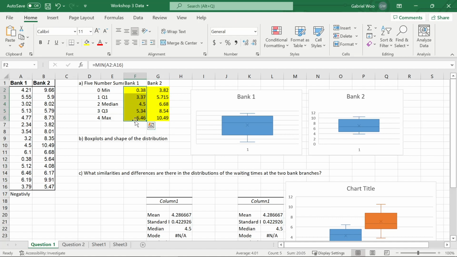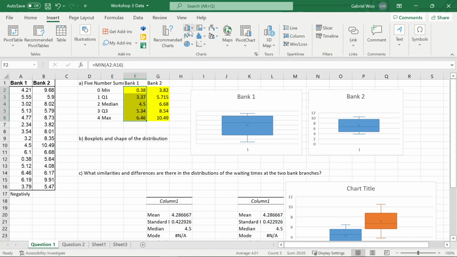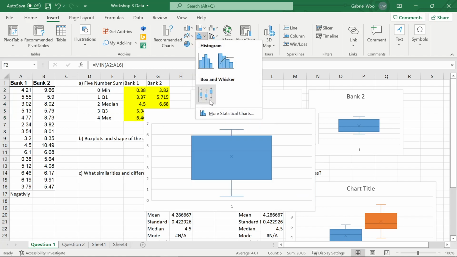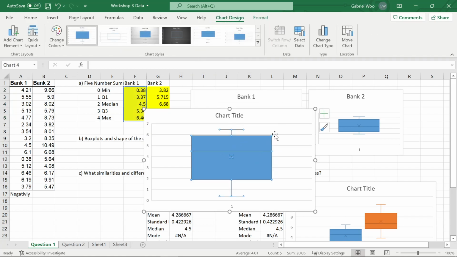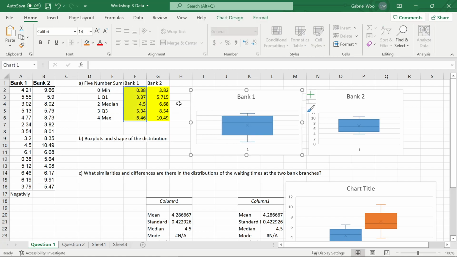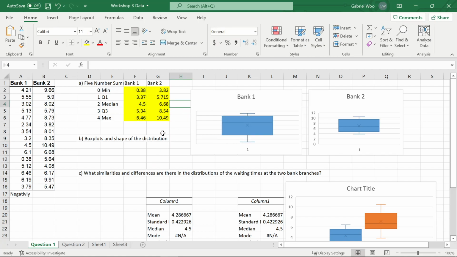Once again, do you guys remember how to? So it is, you highlight them, you go insert, you go histogram, and then a box and whiskers, and there we go. That is a box and whiskers diagram for Bank 1's 5-number summary. I think we learned about this last week, but okay.